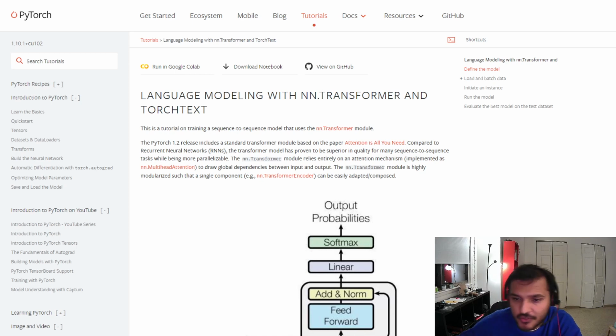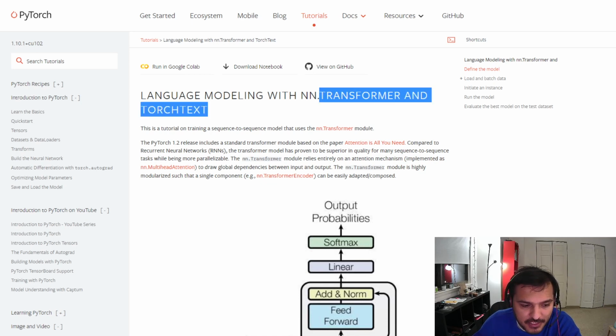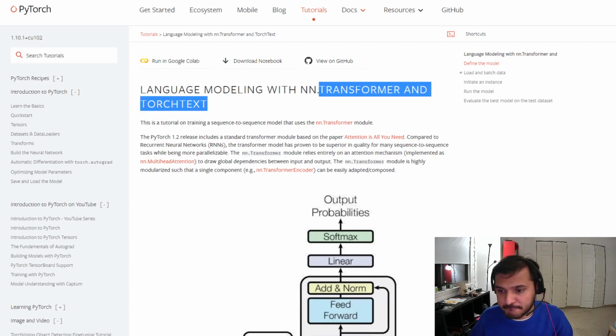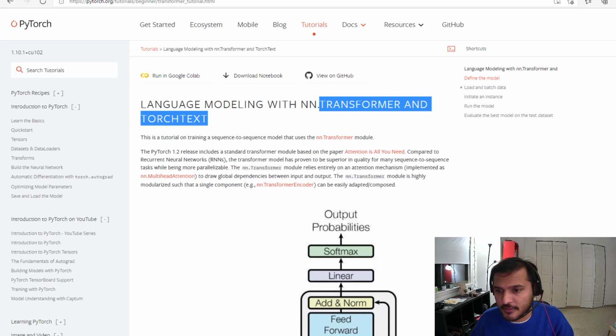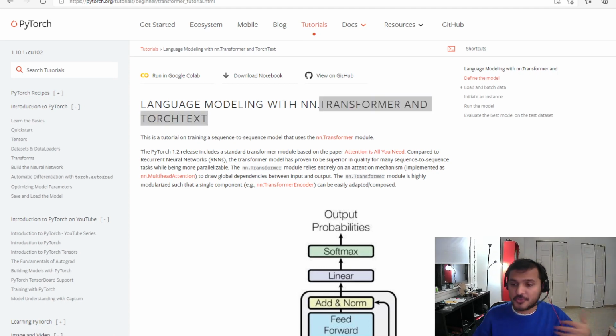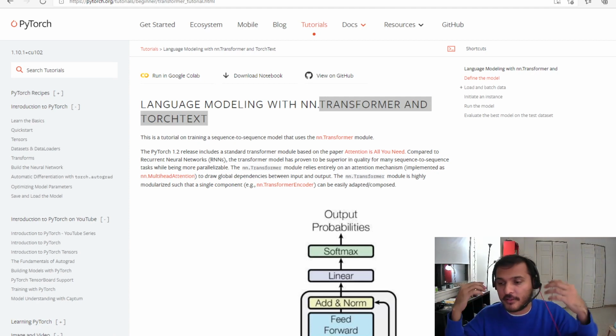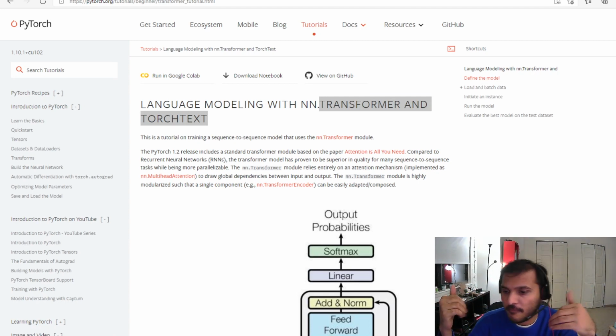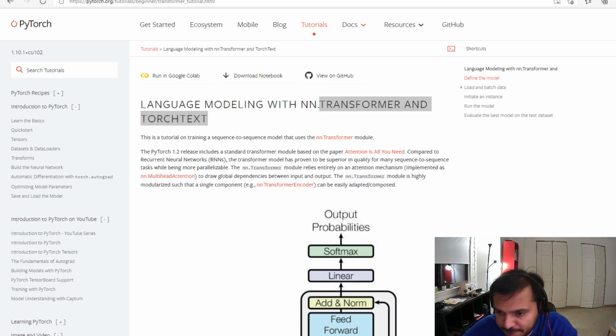So this is an example from PyTorch on transformer, and it's a text example because that's where transformers are used mostly. But even though that's where they originated from, they have been used extensively in vision as well. And that's the domain I kind of want to focus this series towards, but we'll see.